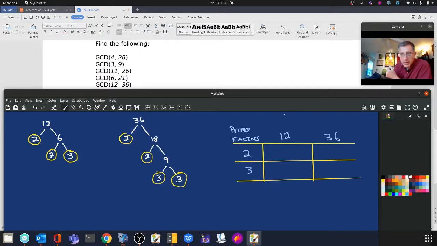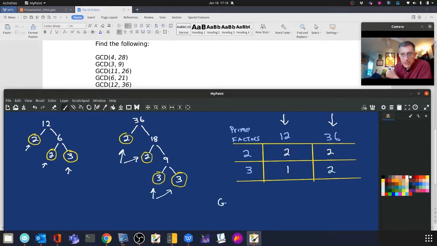Now starting with the 12, how many factors of 2 do we have in 12? Well, here's 1 and here's another, so I have 2. How many factors of 3 do I have in 12? Well, I just have that 1. Now, looking at 36, going down, how many factors of 2 do we have in 36? Well, I have 1 and 2. How many factors of 3 do I have in 36? I have 1 and 2.